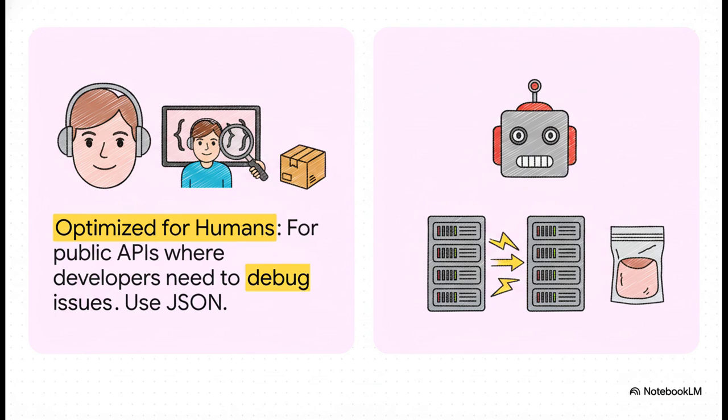Are you building a public API where other developers from other companies need to easily look at the data and figure out what's going on? Then you're optimizing for humans. You should probably use JSON. Or are you building an internal system where your own services are firing data back and forth thousands of times a second? In that case, who cares about human readability? You're optimizing for machines, and that's where something like Protobuf absolutely shines.